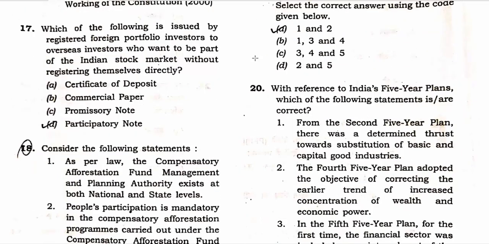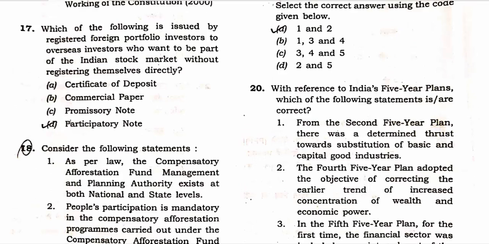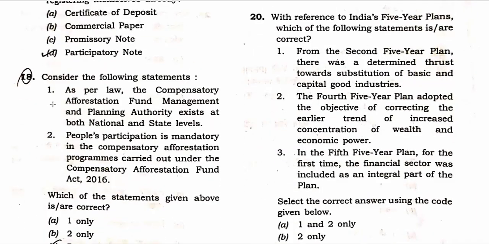Then comes your 17th: which of the following is issued by registered foreign portfolio investors to overseas investors who want to be a part of the Indian stock market without registering themselves directly? Without registering themselves directly, what can be done? It is nothing but your option D, that is a participatory note. If you have seen your current affairs, which repeatedly covered the FPIs, you could know the answer is D, a participatory note. This is purely current affairs, a blend of static as well. In the classes, I have done in detail what a certificate of deposit is. We have done commercial paper, promissory note, participatory note. If you have not done your revision, then this would have been a problem. Then for the 18th, consider the following statements.